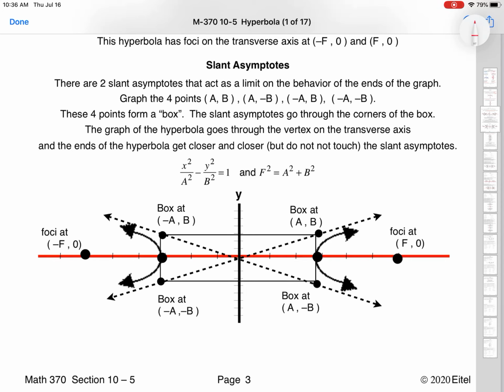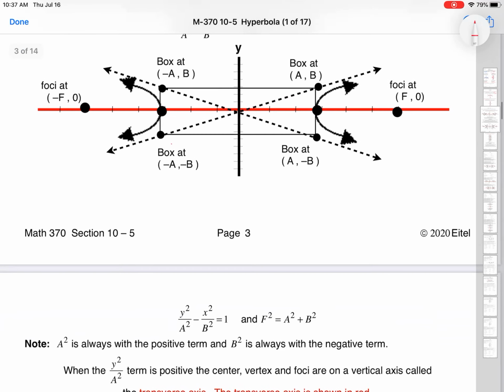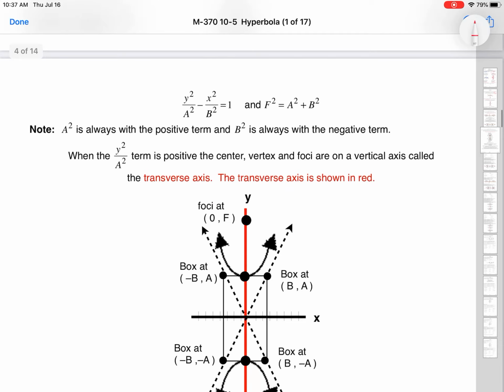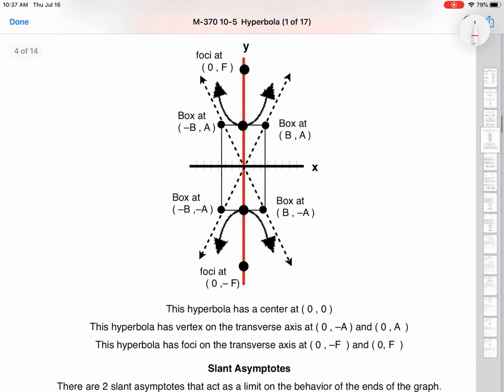And so he's getting it by a box, which will often work. So he's plotting the points a, b; a, negative b; negative a, negative b; negative a, b, connecting the dots and drawing those diagonals through it. That would work. There's an actual equation, though, that would be better. But if he's just asking you to draw them, we'll draw the box together. So we'll see.